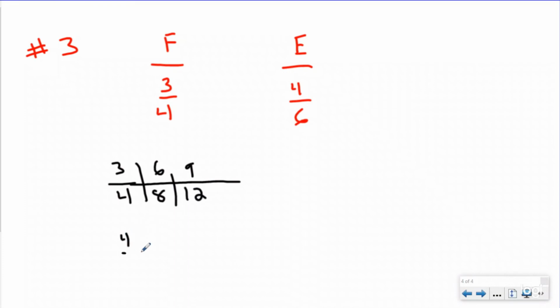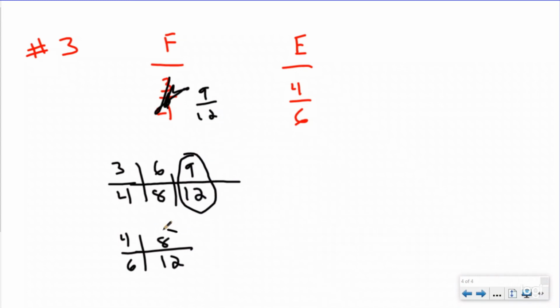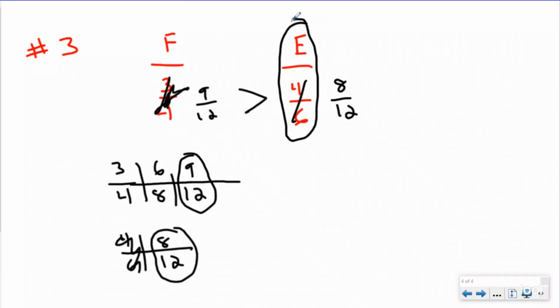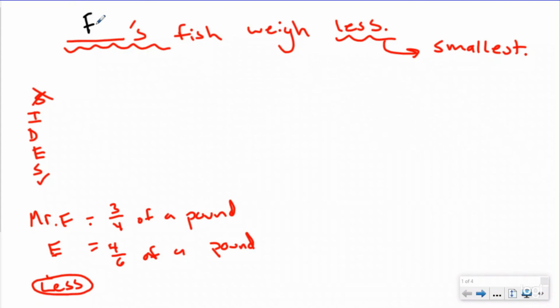And when I do it for 4/6, 6 plus 6 is 12, 4 plus 4 is 8. And so my equivalent fraction for 3/4, there we go, was 9/12. And my equivalent fraction for 4/6 was 8/12. And now that they have the same denominator, you can compare them because 9 is greater than 8, which again means Ezzy had the smallest fish. Any way you sliced it, or any way you wanted to do it, Ezzy's fish was smaller.